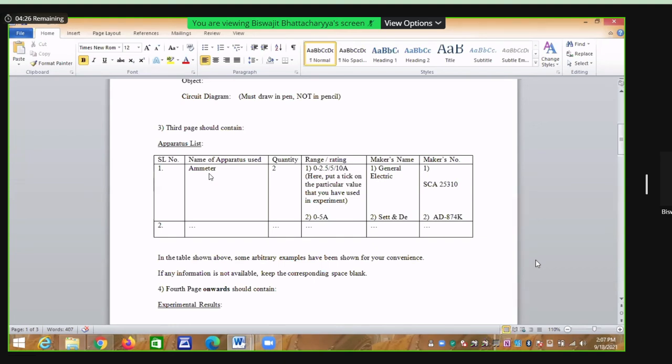You cannot see the instrument physically. Okay. So just keep the column and you need not write anything there. Don't try to write anything from your mind, from your imagination.